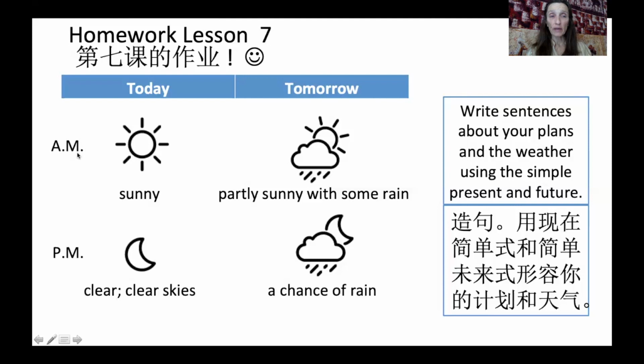AM is anything after midnight. So it's early morning hours, 1 o'clock in the morning, 2 o'clock in the morning, 3 o'clock in the morning. Okay. But anyway, the 天气预报 says that during the day, today it's sunny, and at night it's clear skies. And tomorrow it's partly sunny with some rain. That's what this picture shows. So 明天的天气 is a little bit of sun and a little bit of rain. And then at night, a little bit of rain, and that's what a chance of rain means, a little bit.